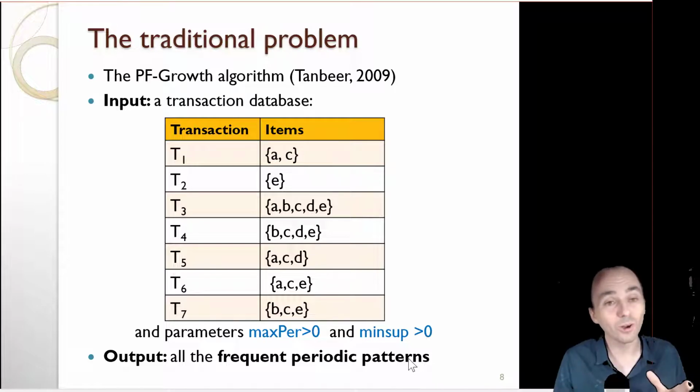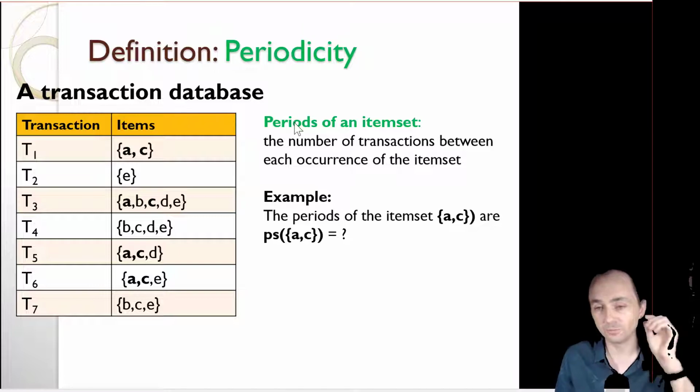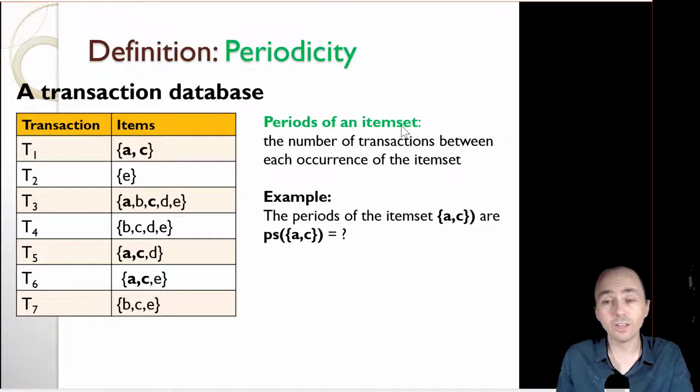So how does it work? Okay, I need to give you some definition, then we will see some example. So let's have a look. So first we need to define what it is, the periodicity. So let me give you some definition. We say that the periods of an item set will be the number of transactions between each occurrence of the item set. So let me explain this with an example.